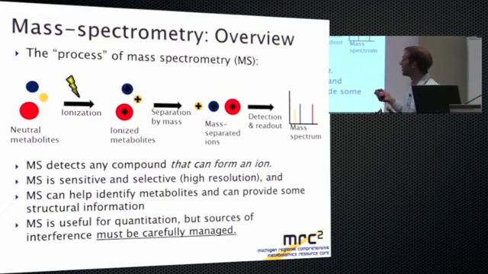And then we want to detect those ions and read them out in a way that preserves the information, so that we can tell what their masses are, and that gives us quantitation, so that we get more signal for a more concentrated ion and less signal for a less abundant ion. So MS is sensitive and selective. It's a high resolution method, and it can help identify metabolites because, as I said, everything has a mass, and it's a very useful property to help identify.